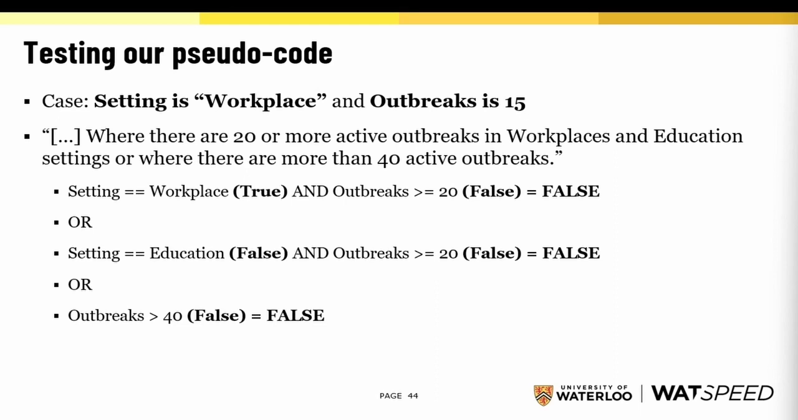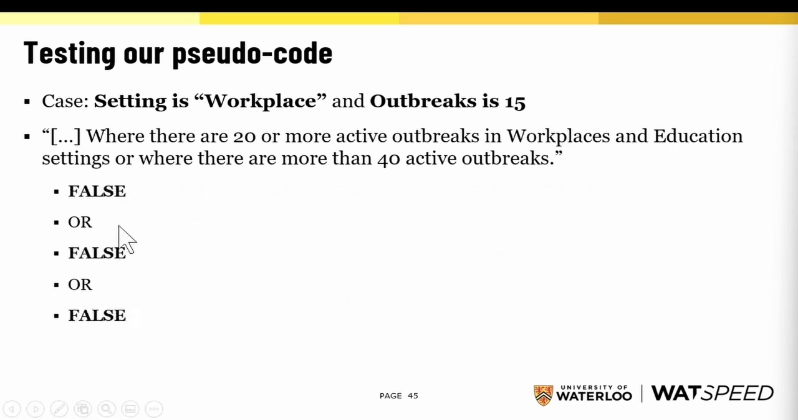Well, if we work each line through, we say, well, is true and false, what does that equal? That equals false. False and false equals false. And finally, outbreaks greater than 40 is false, so this line evaluates to false. So we are comparing false or false or false. That comes out to false. So for workplace and outbreaks is 15, our filter condition evaluates to false. This is what we're looking for.